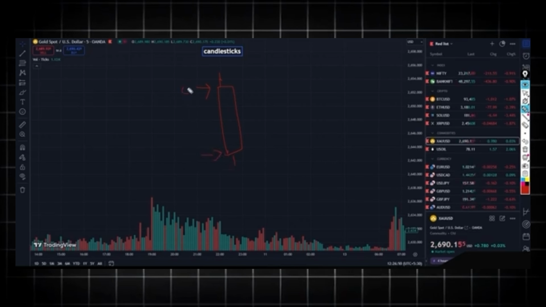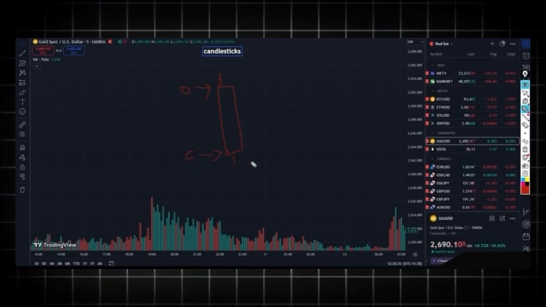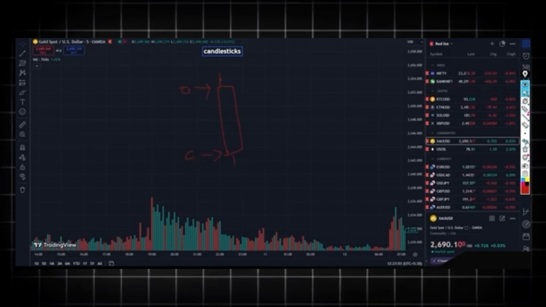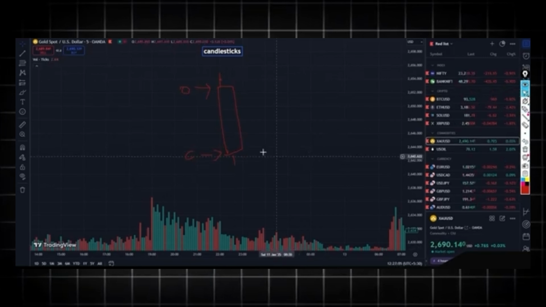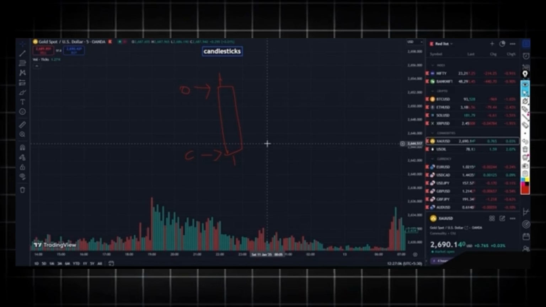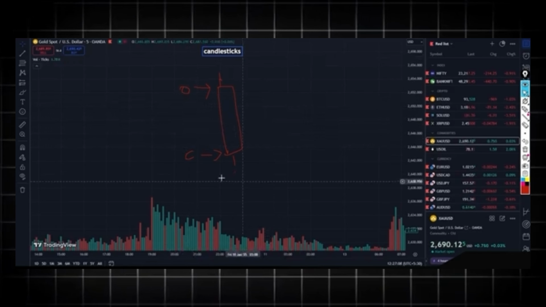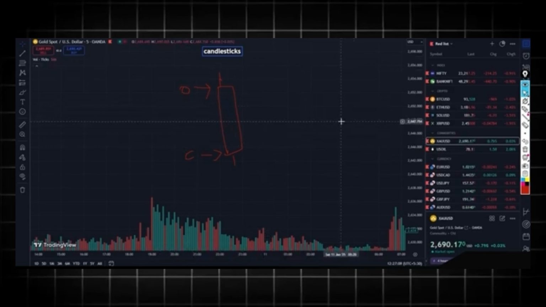If this candle is of red color, then the high and low points of the wick would be the same, but the open and close points would change. Its open point would be this, and its close point would be this. This open, this close becomes something like this. So, you must have understood what happens with candlesticks.